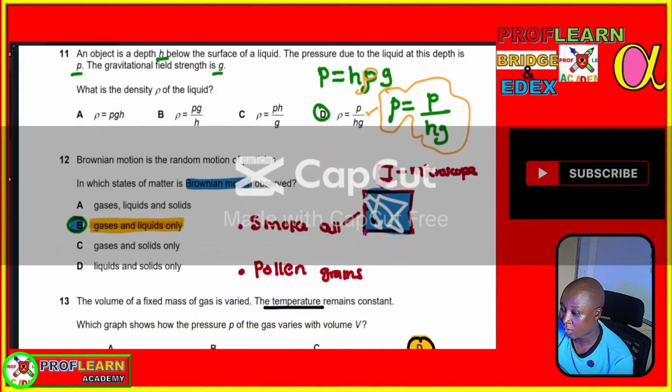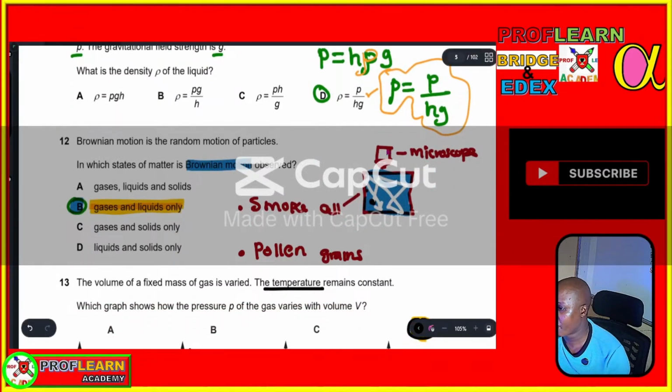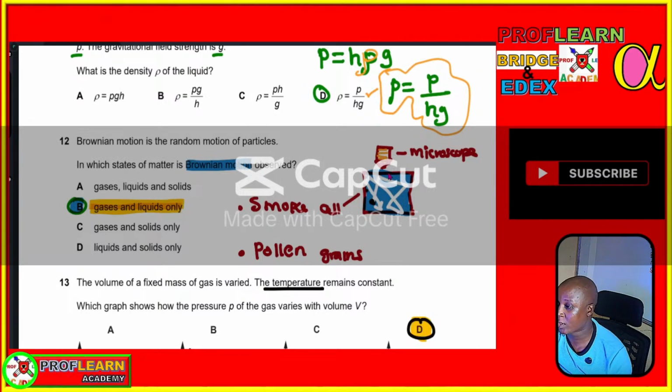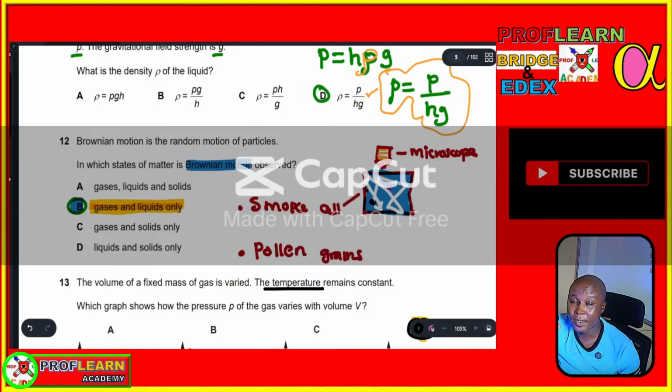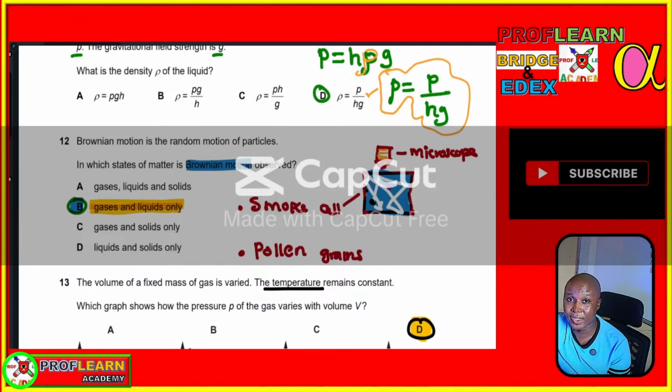What's Brownian motion? Remember, if you observe a smoke cell whereby we have specks, some smoke inside there, using a microscope, you will see the particles of smoke moving in a random motion, because these particles are colliding with invisible air molecules which are constantly in random motion. Then that is why you are able to see the speck of smoke moving randomly in a straight line.